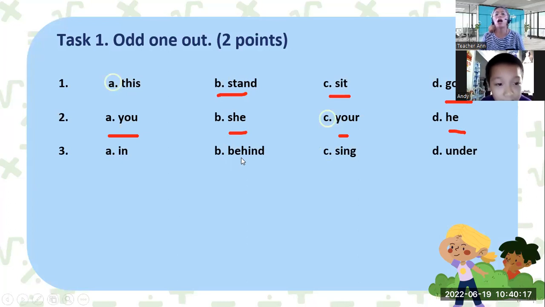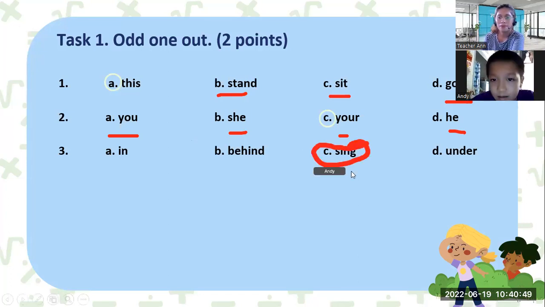Okay, third. What is this? In, behind, sing, or under? What is the difference? Under. Okay, let's hear. In: the phone is in the table. The phone is behind the computer. Under: the phone is under the table. What is the difference here? Okay, let us check your answer.